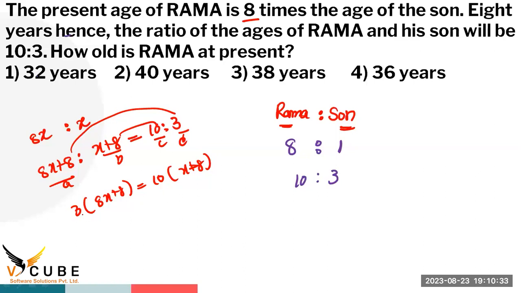Right, let me calculate, guys. 3 8s are 24x. So 10 into x, 10x. Then 10 into 8, 80. Clear, all of you?